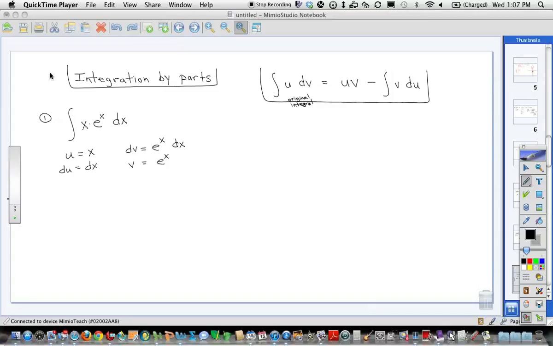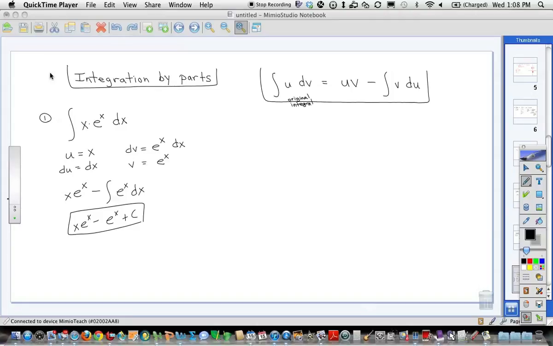Now, once we've done that, all we do is follow the formula. We fill in the right side of the formula. We take u times v, so that's x e to the x, minus the integral of v, which is e to the x, du, which is dx. And look what happened, just what we wanted. We got ourselves a new integral that is easy to do. So we write down x e to the x. What's the antiderivative of e to the x? e to the x plus c.